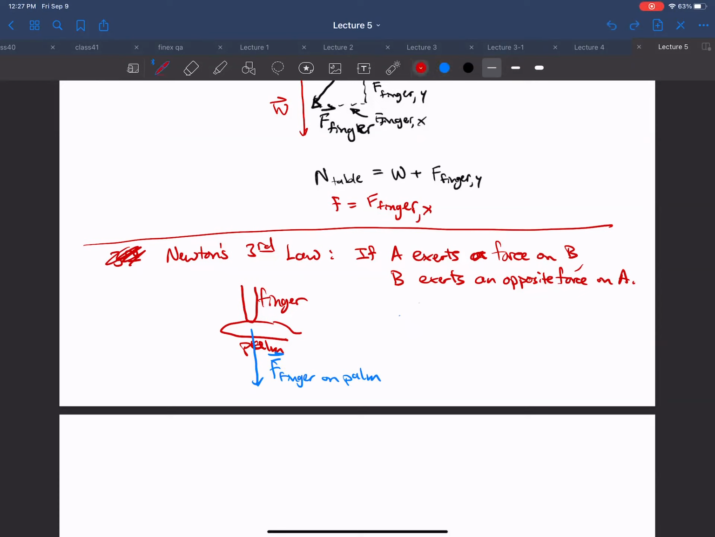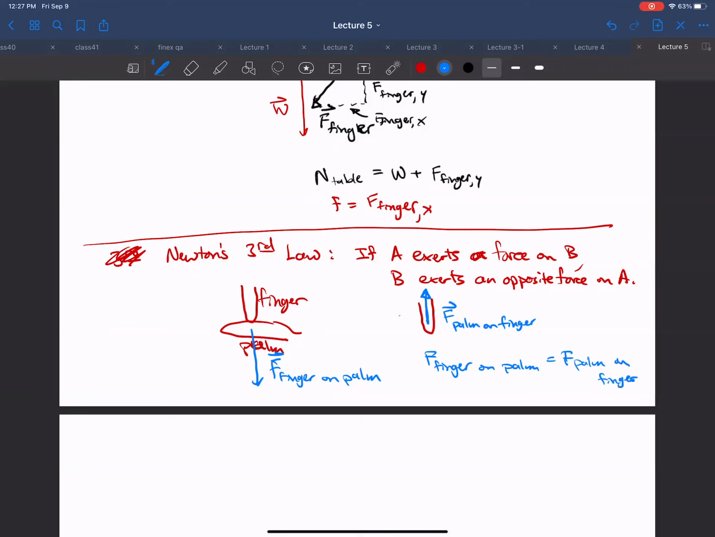So I'm going to draw two separate free body diagrams. On the left, I have a free body diagram for the palm. On the right, I have the free body diagram for the finger. So this is the force of the palm on the finger. They're opposite to each other, so they're equal in magnitude. Force of the finger on the palm has the same magnitude as the force of the palm on the finger.